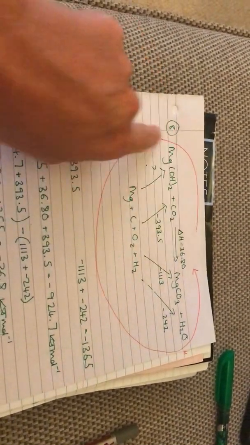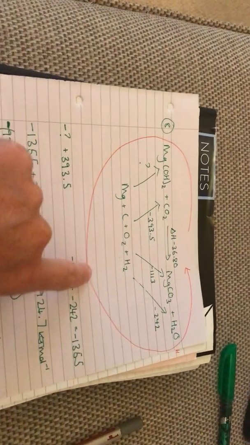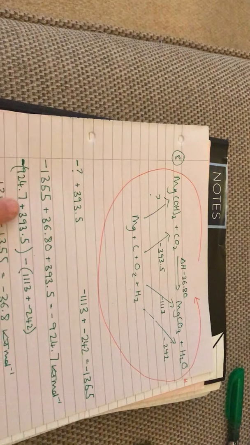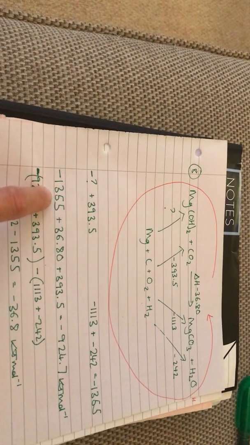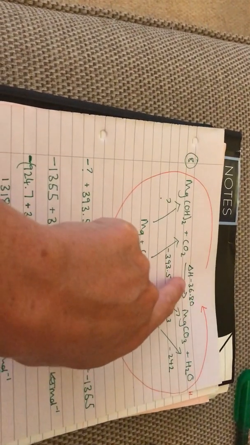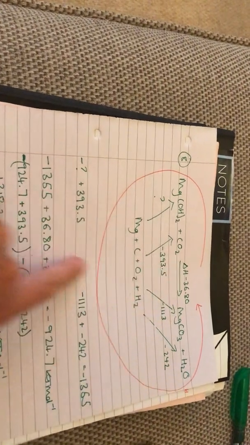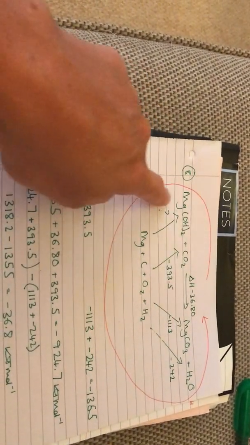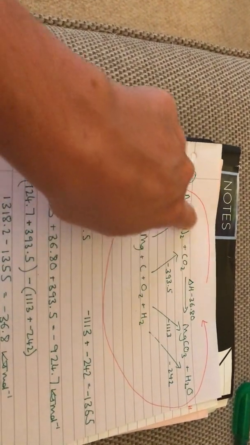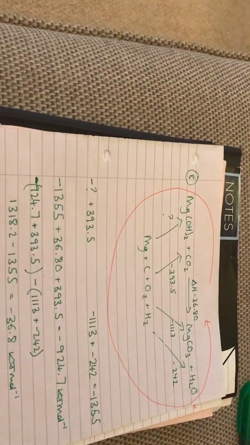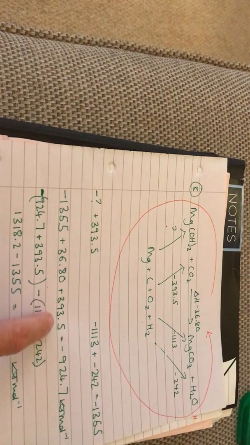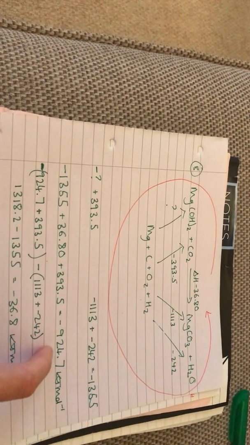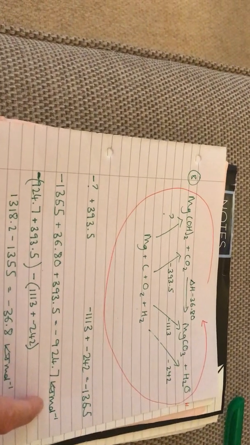So using the directional rule, tracing our finger in the same direction as these arrows, we can say minus 1355, carrying on round, opposite direction changes the sign, plus 36.80, carrying on round, we're going in the opposite direction, changes the sign, so plus 393.5, and that equals minus 924.7 kilojoules per mole.